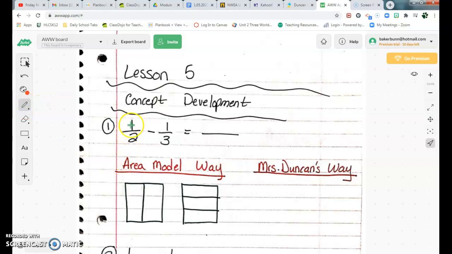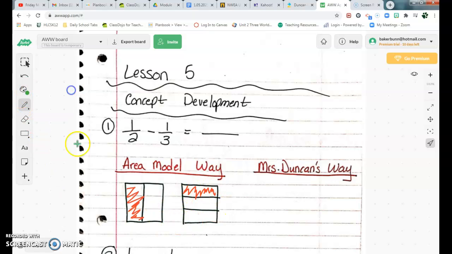Now, I have here 1/2 minus 1/3. For the area model way, I'm going to start by creating an area model with 1/2 and an area model with 1/3. So all I've done is represent this fraction, 1/2, in this area model, and I've represented this fraction, 1/3, down here in this area model.